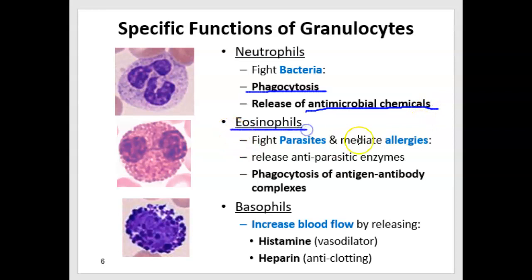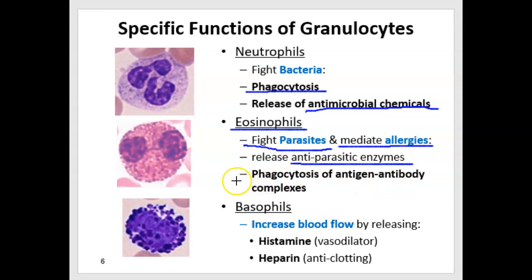Eosinophils, on the other hand, have specific granules that contain antiparasitic enzymes. So parasites versus bacteria are fought. Eosinophils fight against parasitic infections. They also mediate some allergies.